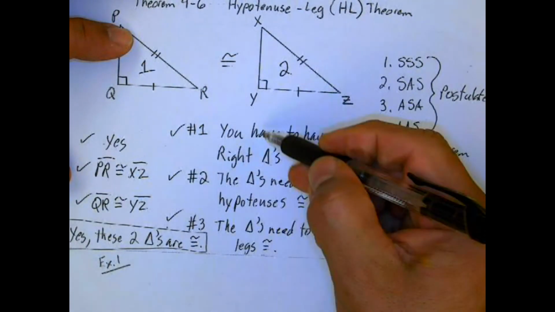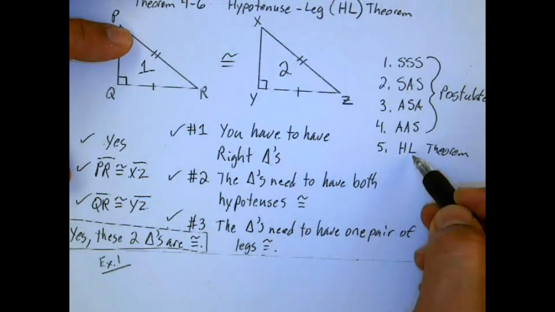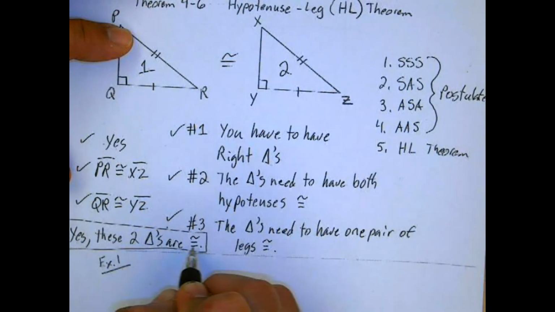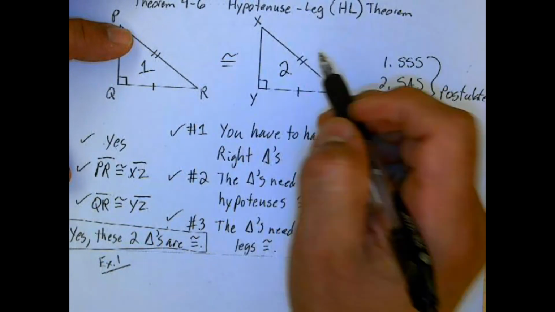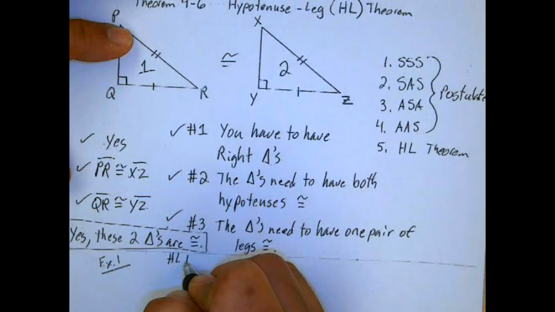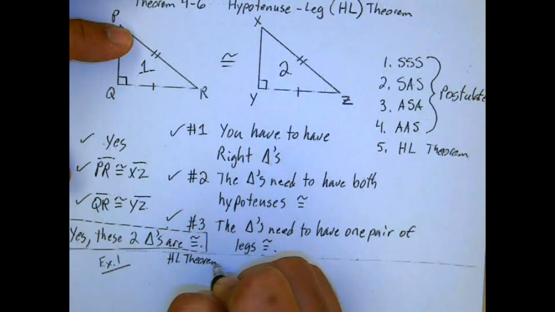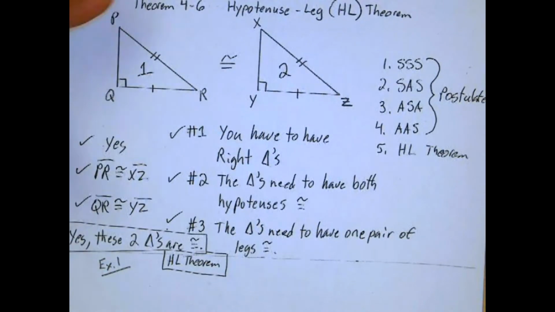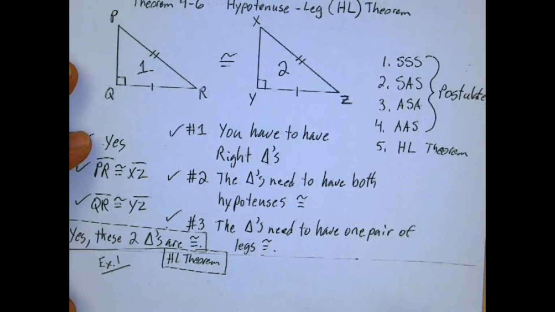Okay? So these three have to be in place so you can say HL theorem. So you say, yes, these two triangles are congruent, and if they ask you to justify your reason, you would say the HL theorem. It's that easy, okay? So you would say HL theorem. Now, I've chosen three different examples so we can look at to prove that two triangles are congruent, and we can actually use the HL theorem.